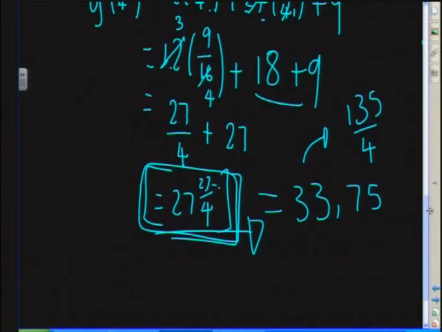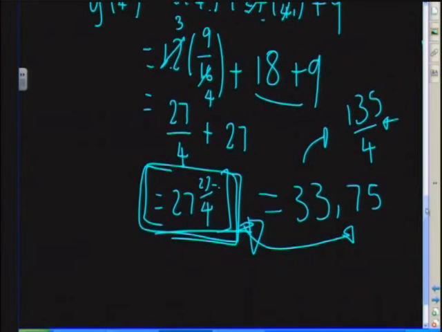So I simply, on my calculator, took that and I said, what is that as a decimal? And we got 33.75. And we can write it as a mixed fraction as 27 and 27/4, or as an improper fraction as 135/4. You can leave it in any one of these states.